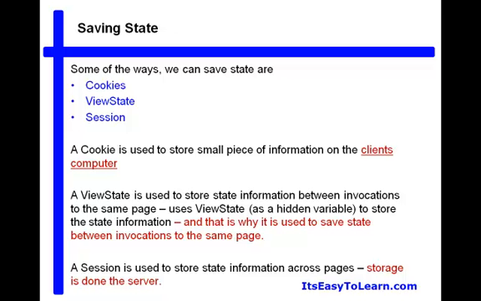Some of the ways we can save state are as follows. Using cookies, using the view state and the session. A cookie is used to store small piece of information on the client's computer. A view state is used to store state information between invocations to the same page. It uses view state as a hidden variable to store the state information.